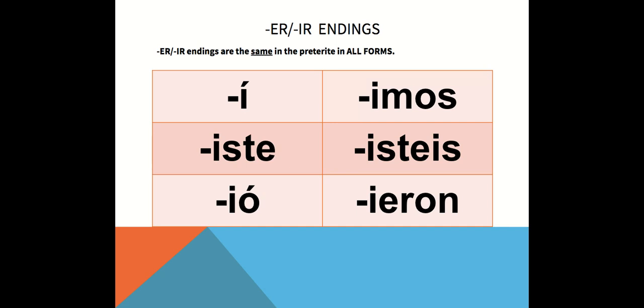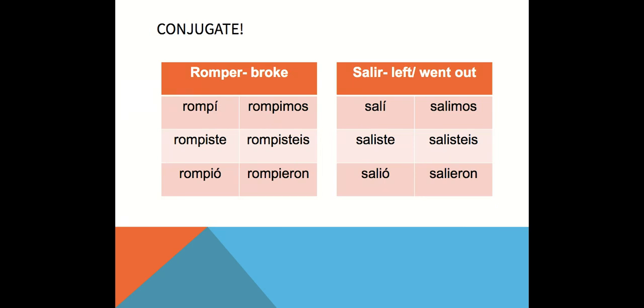So here's 2 examples, one of ER, one of IR. Romper is to break, which we know from breaking a piñata. In the preterite it means broke. So rompí, rompiste, rompió, rompimos, rompisteis, and rompieron. And salir is in the present tense to leave or go out, and in the preterite it's left or went out. And we have salí, saliste, salió, salimos, salisteis, and salieron.